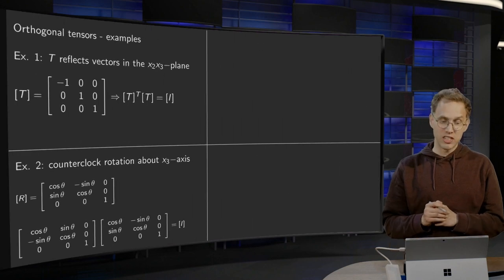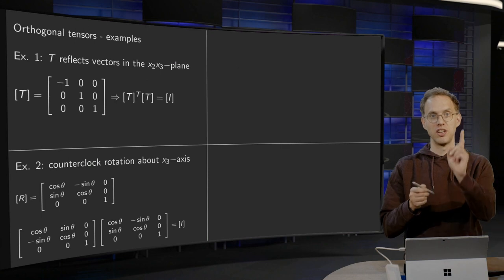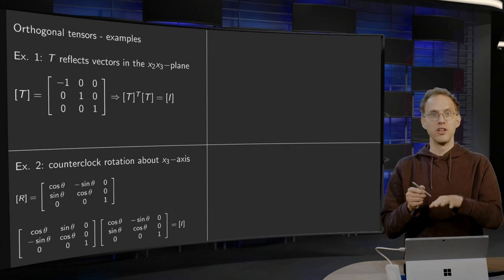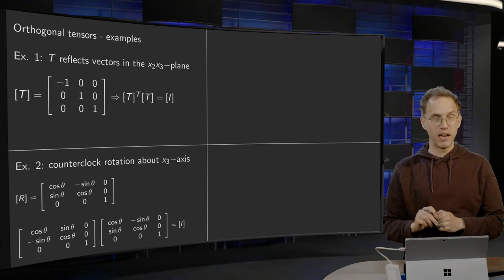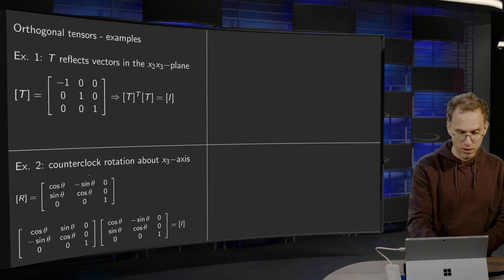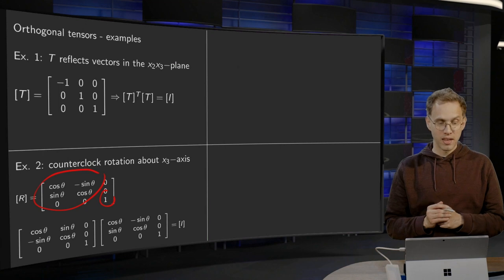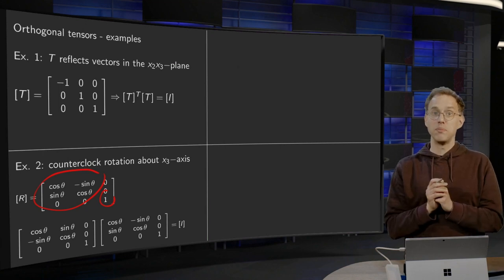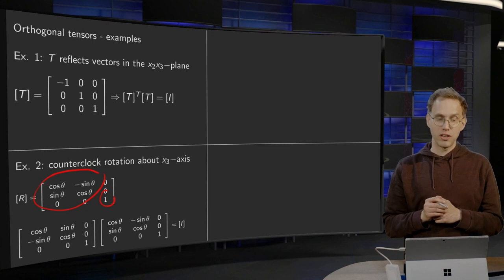Let's take a look at a second example. Counterclockwise rotation about the x3 axis. So suppose your x3 axis is over here, you're basically rotating in a plane, in the x1, x2 plane. So you have this cosine theta, sine theta part for the rotation part, and the x3 axis is just staying where it is. So that gives you your rotation matrix. Now let's check whether this is indeed an orthogonal transformation.